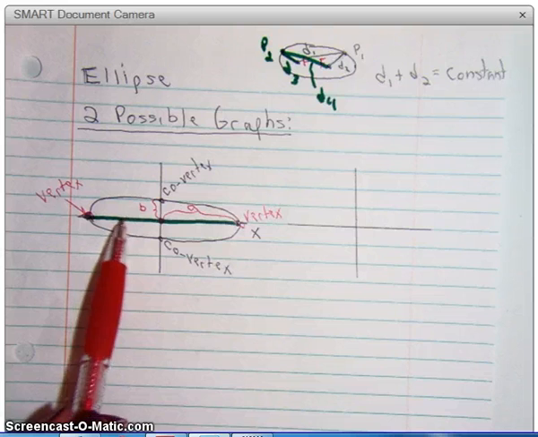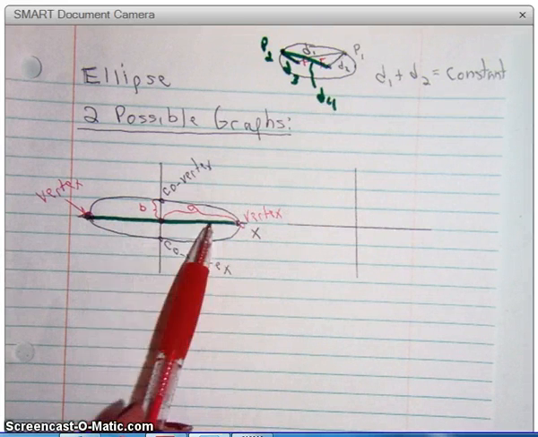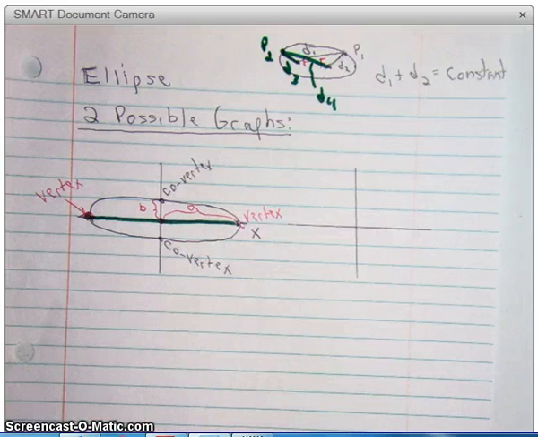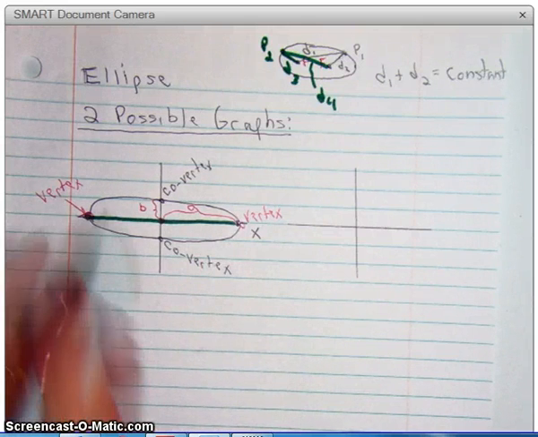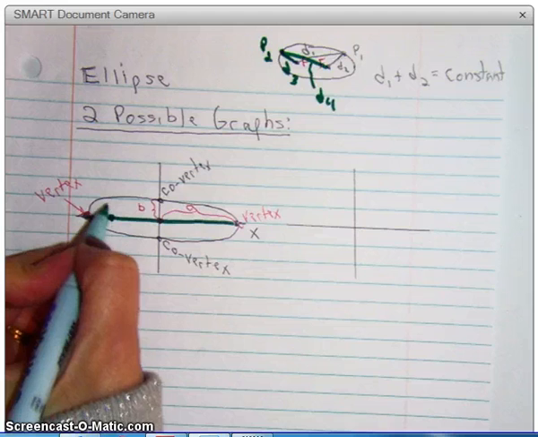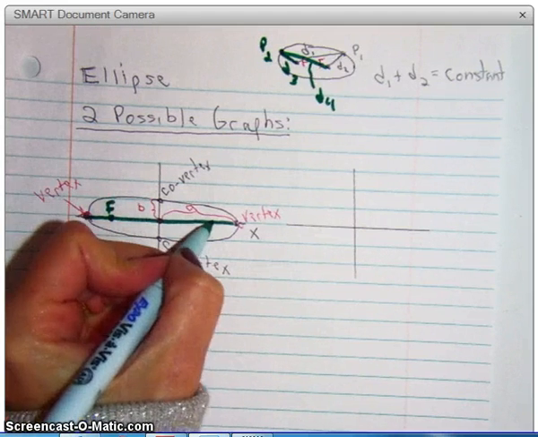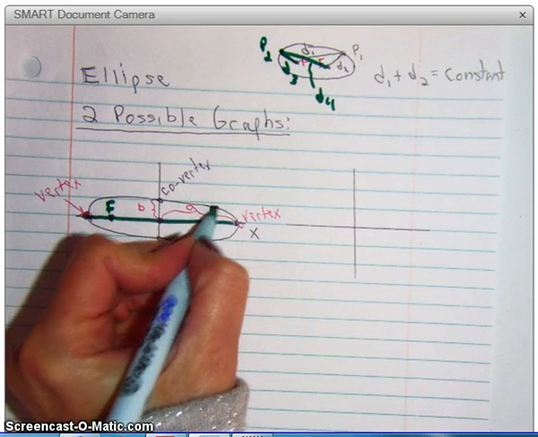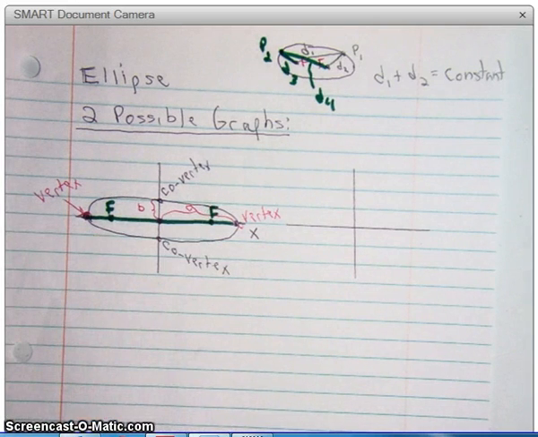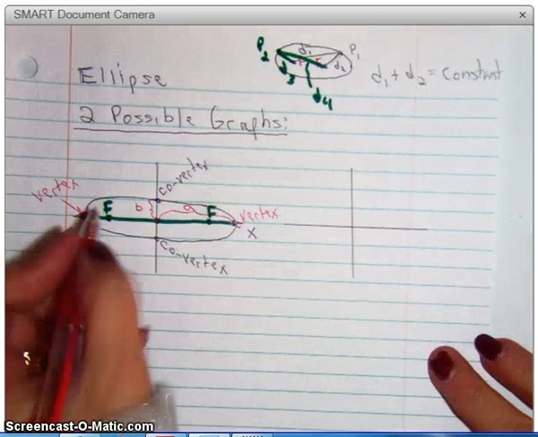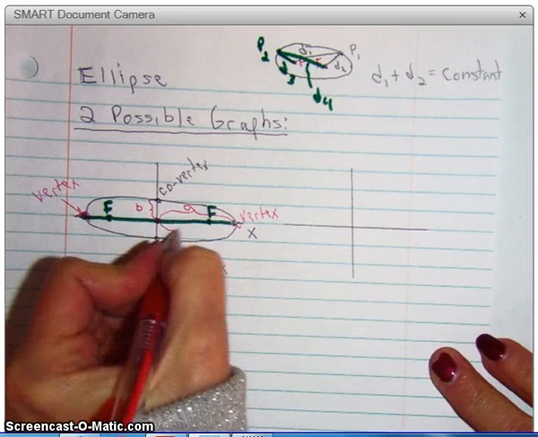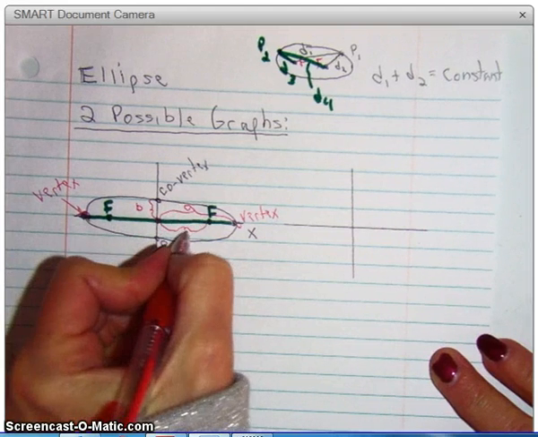The foci that I was talking about up here, the foci always have to be on the major axis, okay? So for example, we could have a focus here. Let's just label it F. And then the same distance over on the other side, we would have a focus there. The distance from the center to the foci is C.